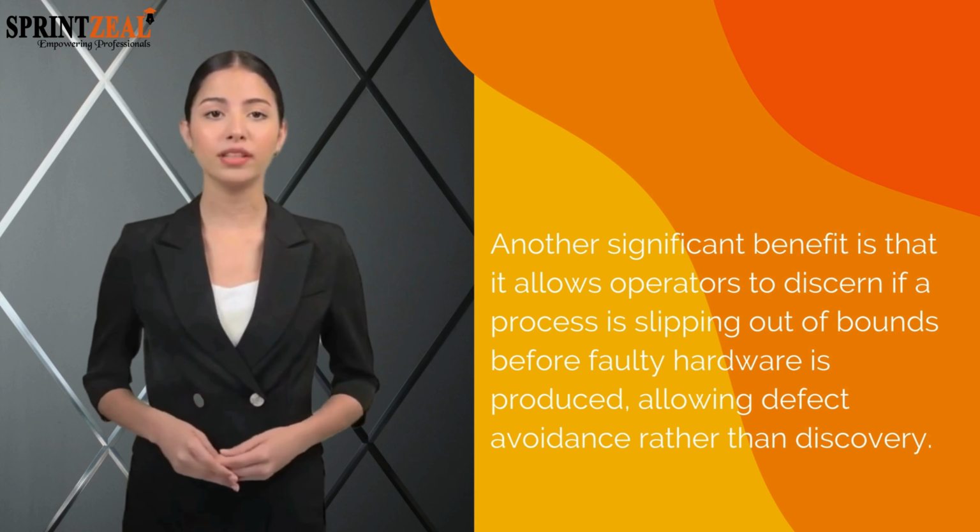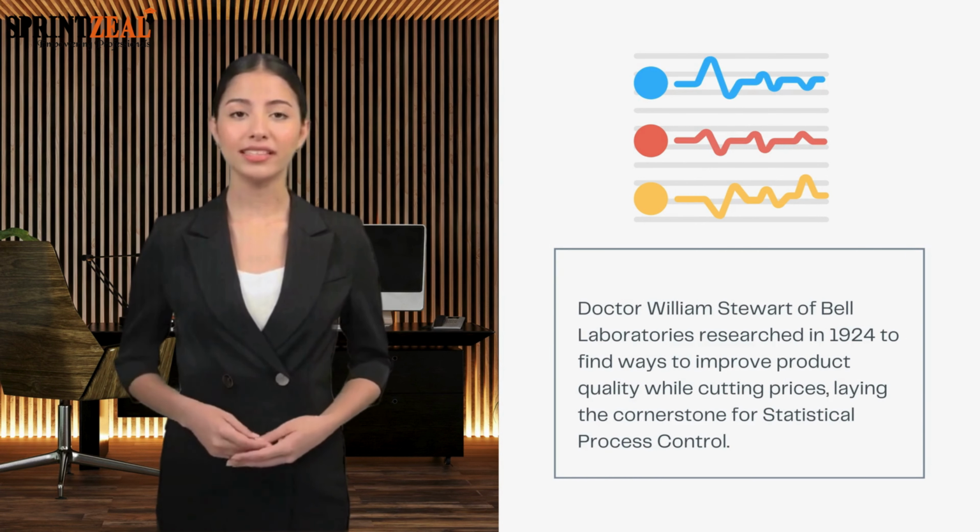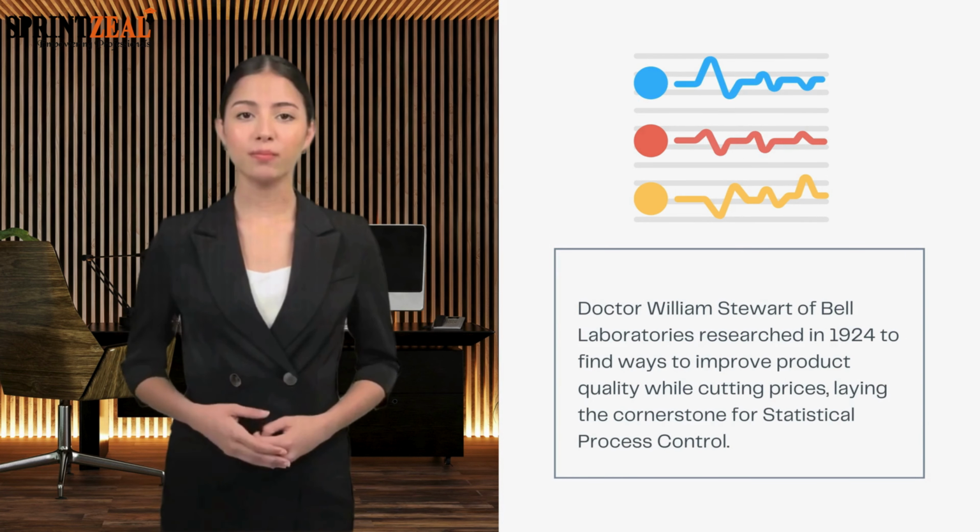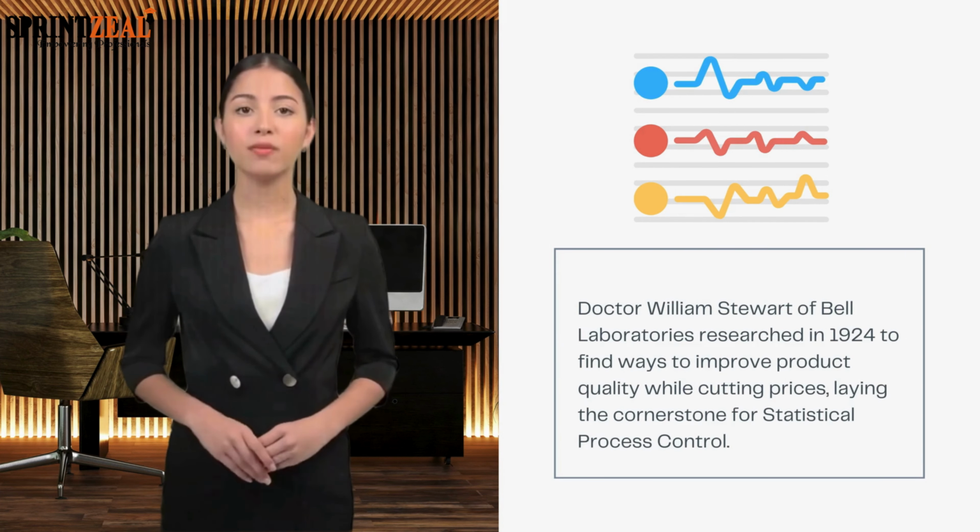Background of Statistical Process Control. SPC has been around for over a century, which might be surprising. Dr. William Stewart of Bell Laboratories researched in 1924 to find ways to improve product quality while cutting prices, laying the cornerstone for statistical process control.